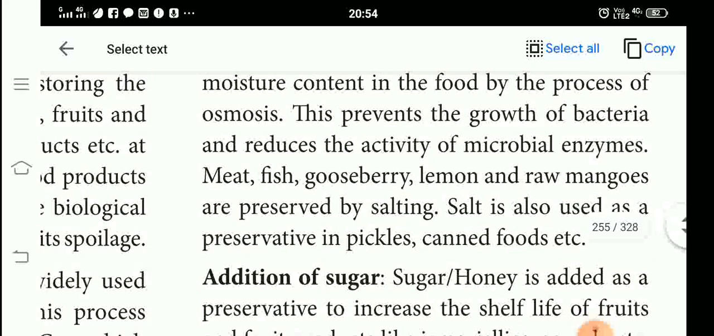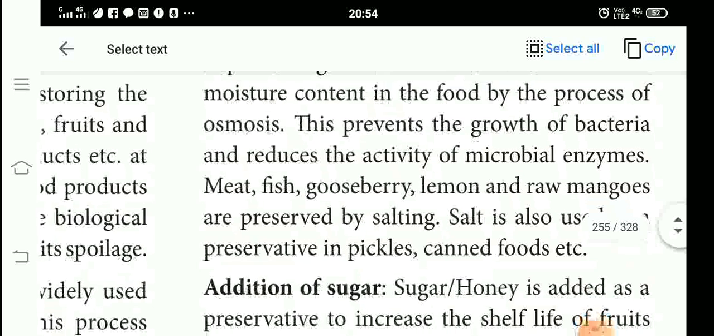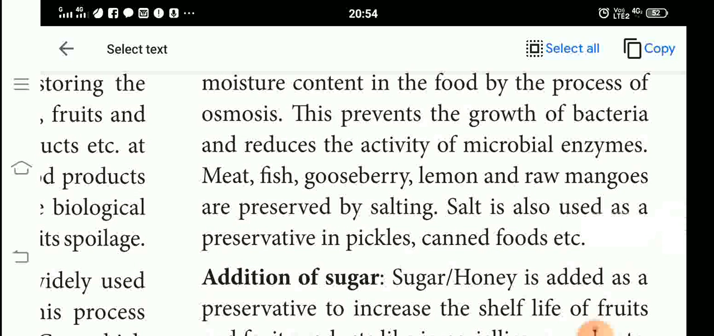Okay, I already told you, I will give you this example only. Salt is also used as a preservative in pickle, canned food, etc. For pickle, they are using the salting method.